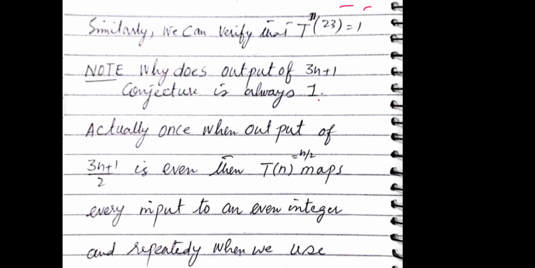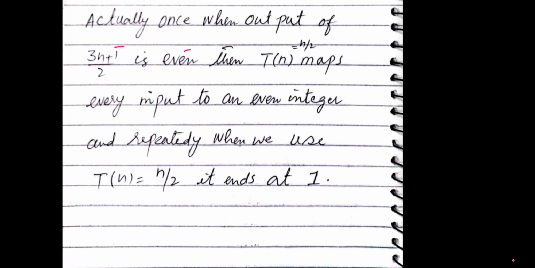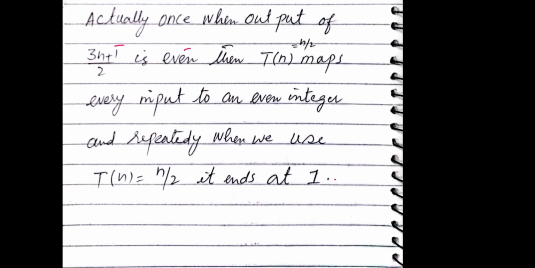Lastly, I have noted some observations from this conjecture. Why is the output of the 3n plus 1 conjecture always 1? Actually, once the output of (3n plus 1) over 2 is even, then T(n) equal to n by 2 maps every input to an even integer, and repeatedly when we use T(n) equal to n by 2, it ends at 1.